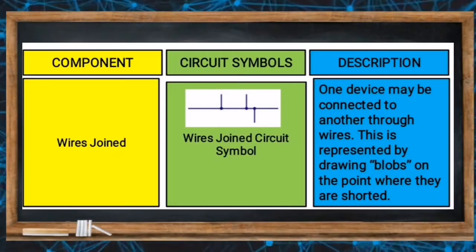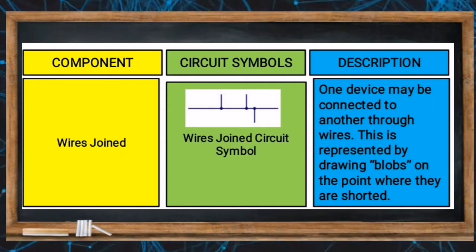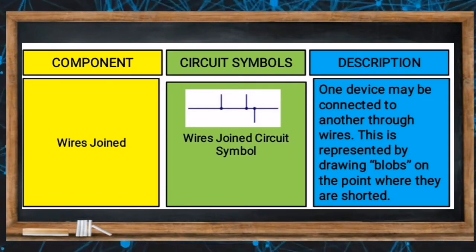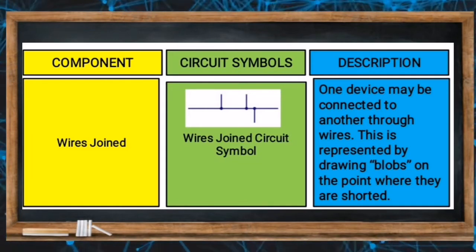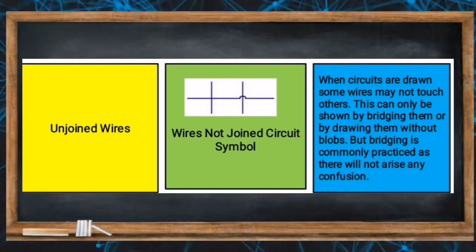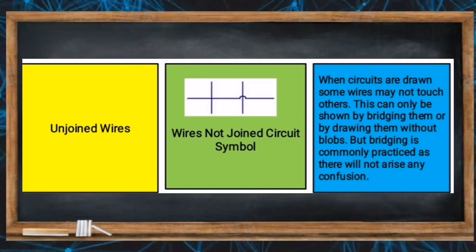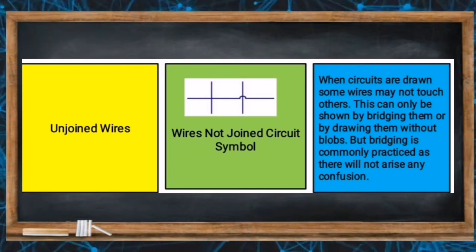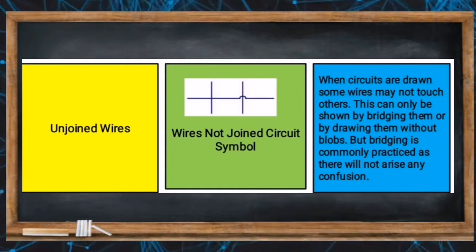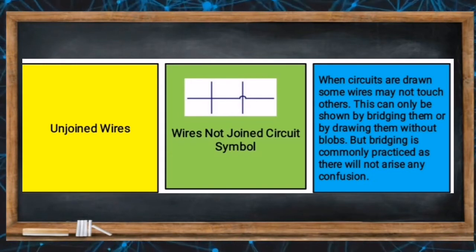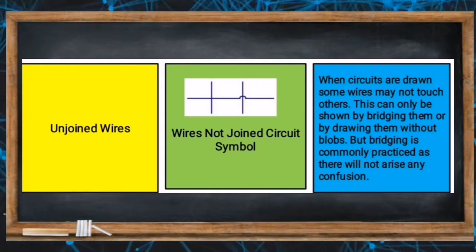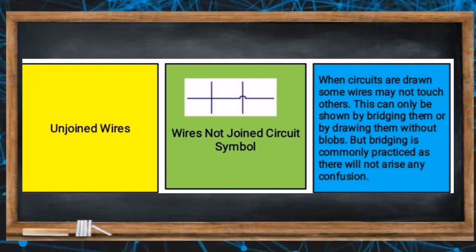Wires join. Wires join circuit symbol. One device may be connected to another through wires. This is represented by joined globes on the point where they are shorted. And wires not joined circuit symbol. Description: when circuits are joined, some wires may not touch others. These can only be shown by bridging them or by drawing them without globes. But bridging is commonly practiced as there will not arise any confusion.